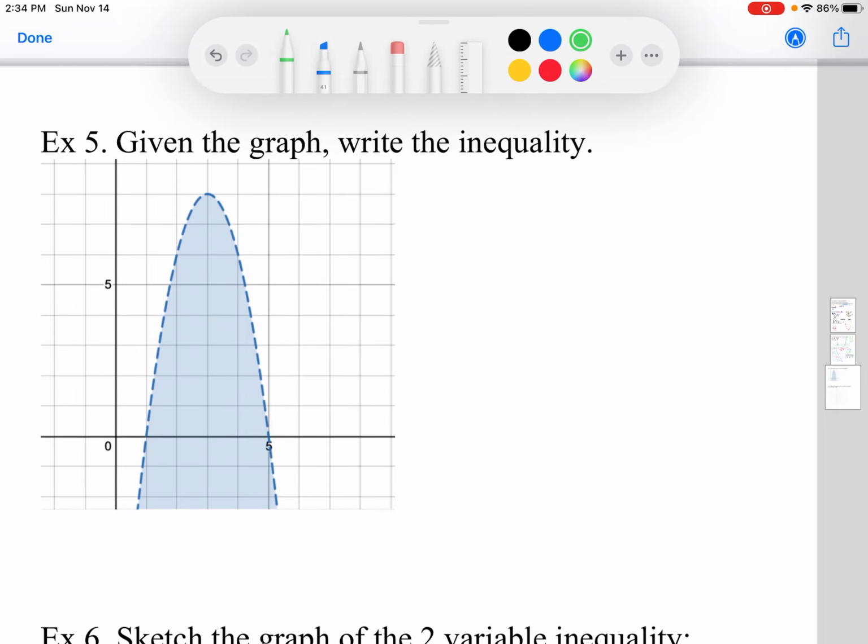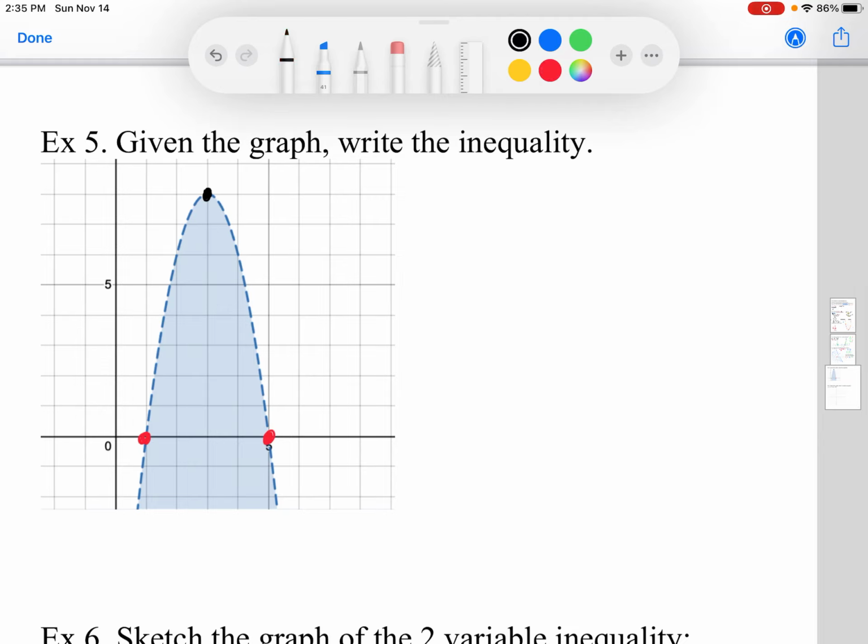So in example 5, it says, given the graph, write the inequality. Basically, this is really a find-the-quadratic-equation problem. The easiest ways are to use the graphing form, which involves the vertex, and I can definitely identify the vertex, or I can use the factored form if I can identify zeros. I can identify zeros here, so I have two options. They're both perfectly fine, and they will both work. We just have to decide which one we favor.